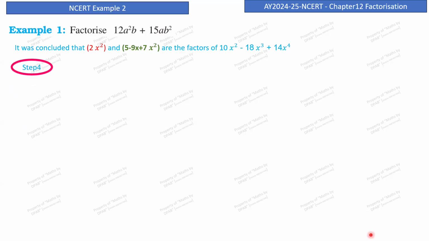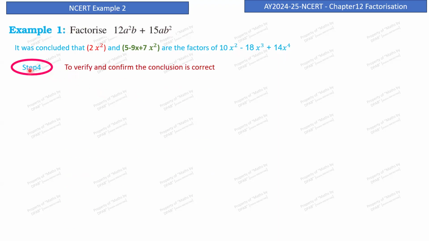This skill, each and every student has to develop: self-evaluation, whether all my steps are correct, whether my answer is correct, whether the final answer which I have written in step number 3 is correct. Just now, we have concluded 2x to the power 2 and 5 minus 9x plus 7x square, which is a trinomial. So this monomial and trinomial are the factors of our original algebraic expression 10x to the power 2 minus 18x to the power 3 plus 14x to the power 4. This, please just ignore. There is an error, please ignore it.